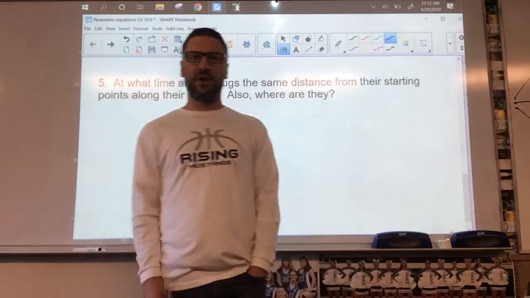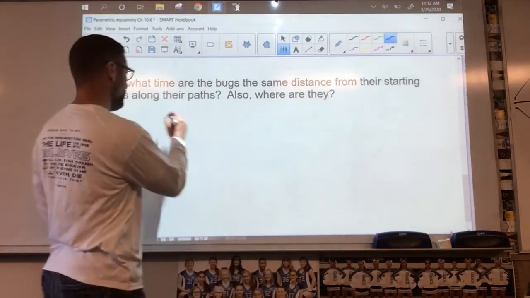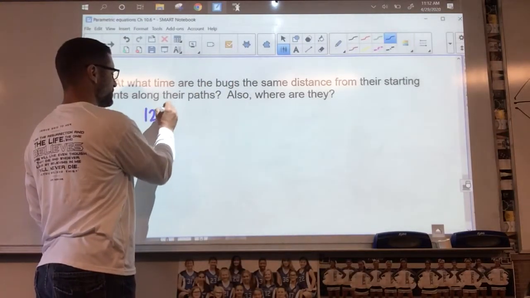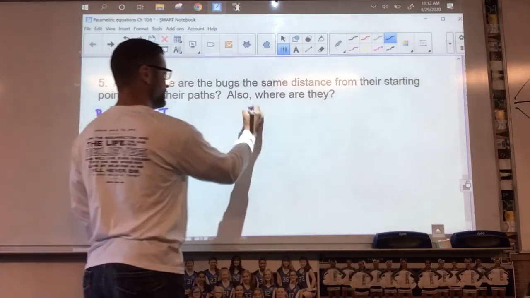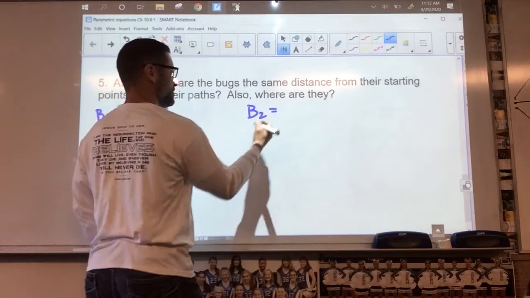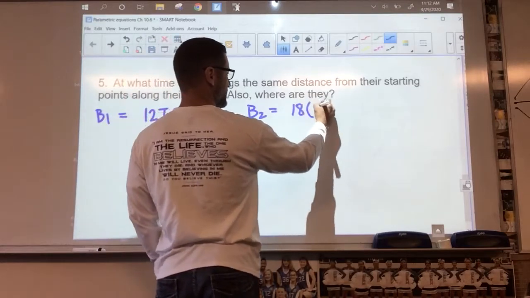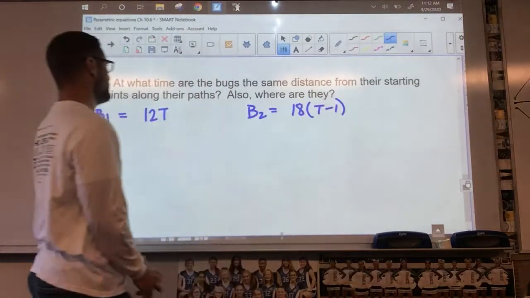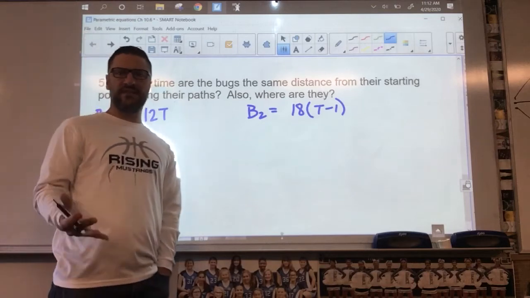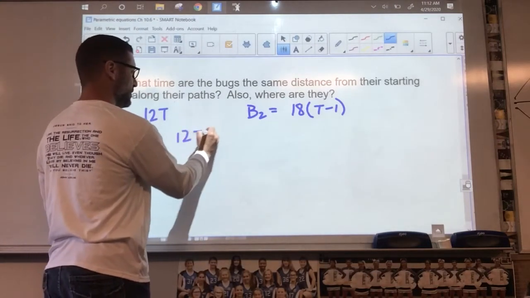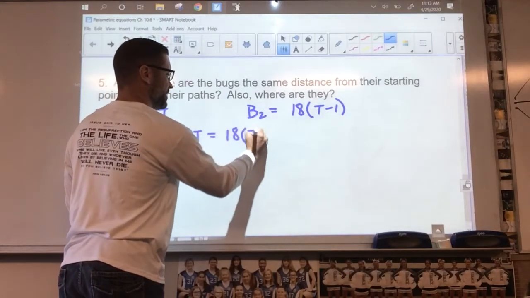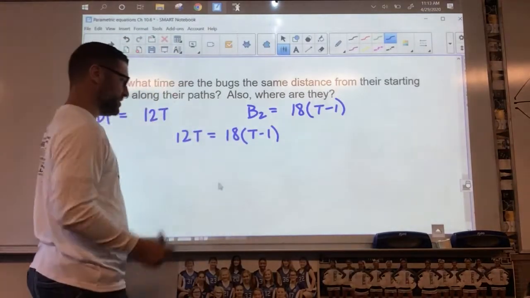I'm going to do this from an algebraic standpoint. One of the equations was 12t. That was bug 1. And bug 2's equation was 18t minus 1. It says, at what time were they the same distance? That really is the answer to the question: when does 12t equal 18t minus 1? When are those two equations equal?